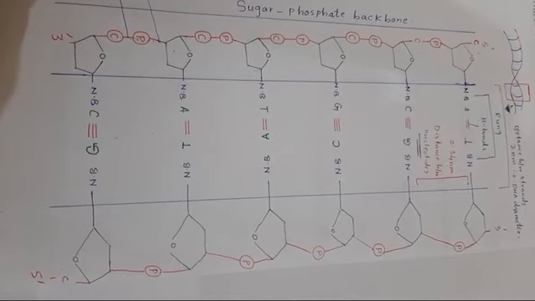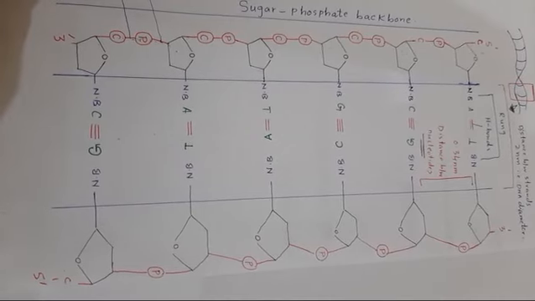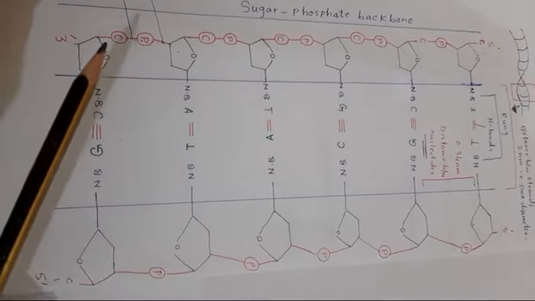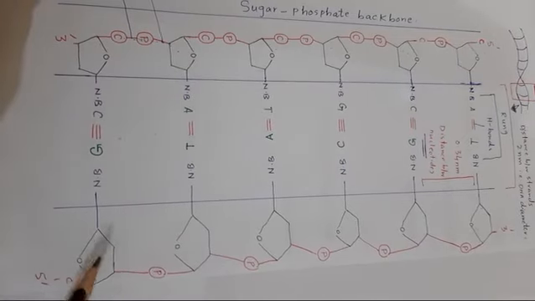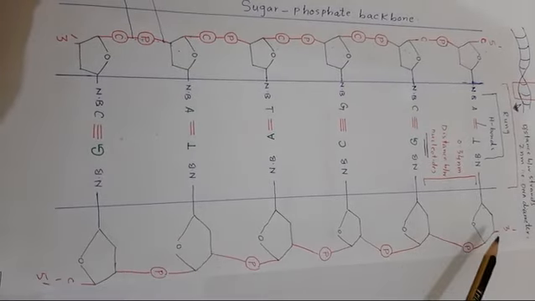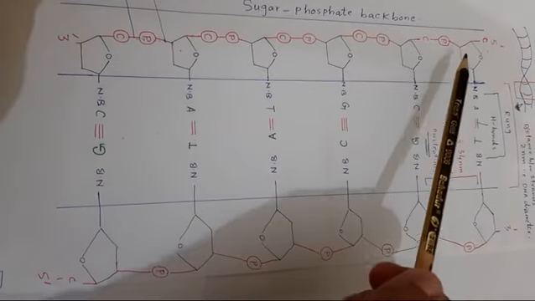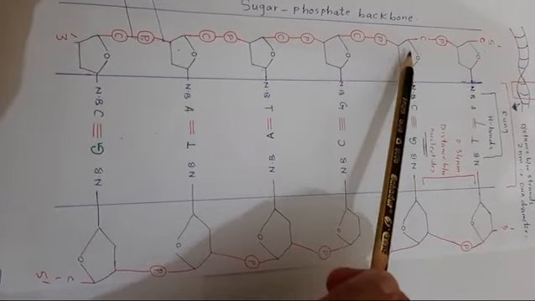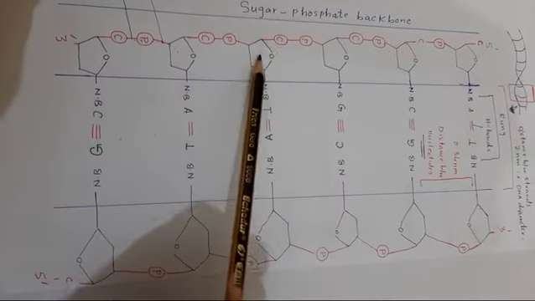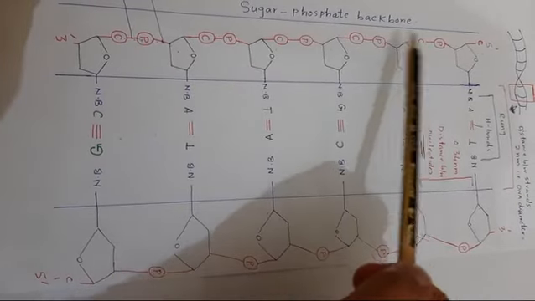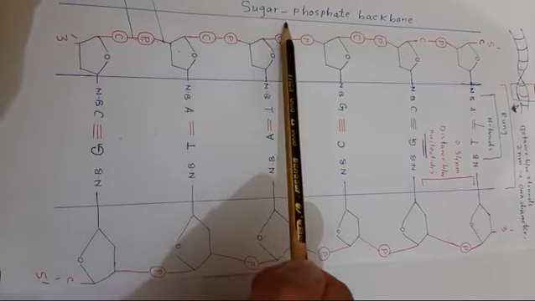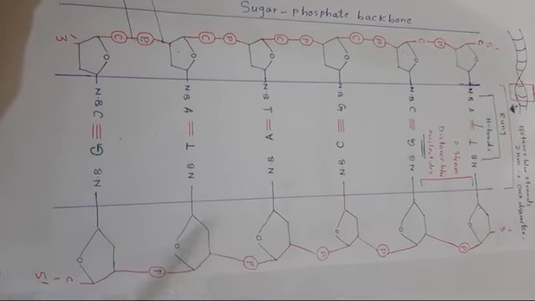The third point is that the backbone of DNA is made up of sugar and phosphate. If you look into this backbone, it is made up of sugar and phosphate alternately: sugar, phosphate, sugar, phosphate. Here in this case also, sugar, phosphate, sugar, phosphate, sugar, phosphate. So they have a sugar-phosphate backbone.